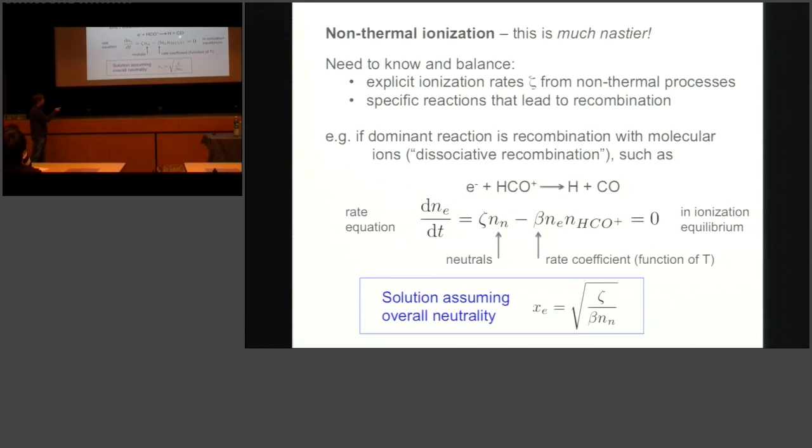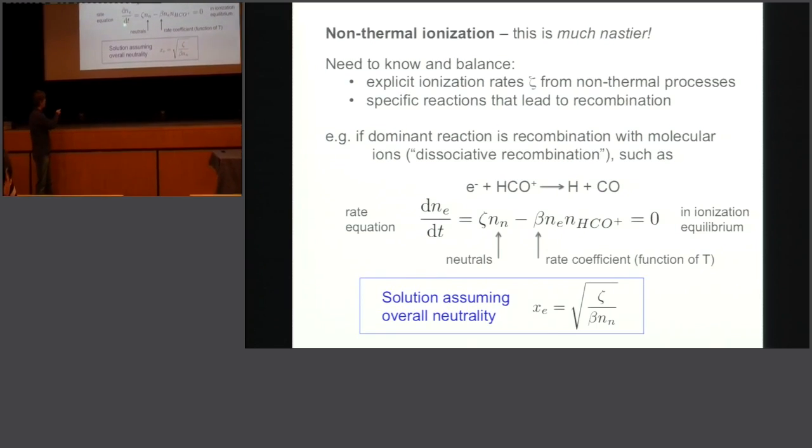If you have a reaction of this kind, you can write a rate equation for the time dependence of the electron number density. This would have two terms: one reflecting the rate at which neutral species are ionized, and a second, a loss term, reflecting the rate of collisions between electrons and HCO+ ions, which will lead to recombination. And this will involve some rate coefficient, which hopefully someone has measured or calculated with some accuracy to determine how fast this recombination reaction will proceed.